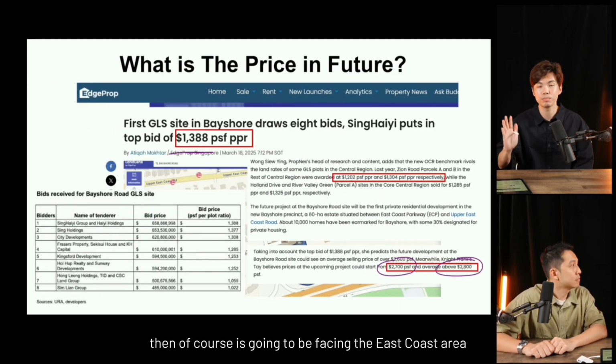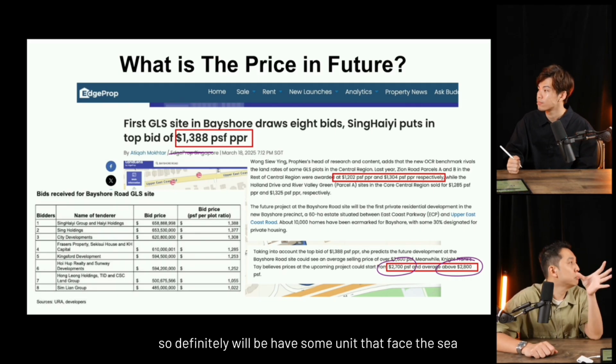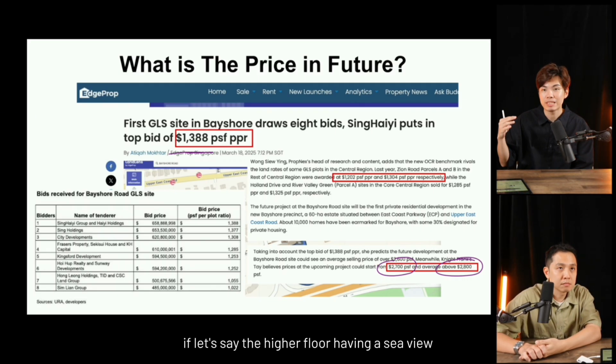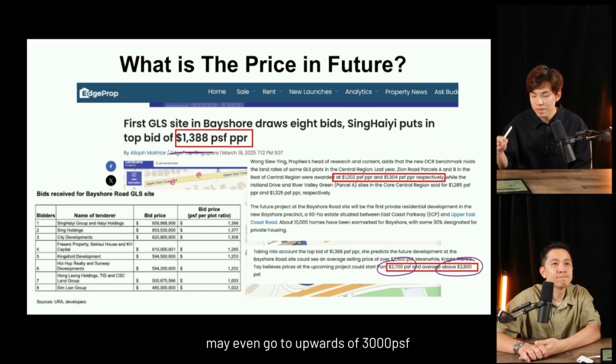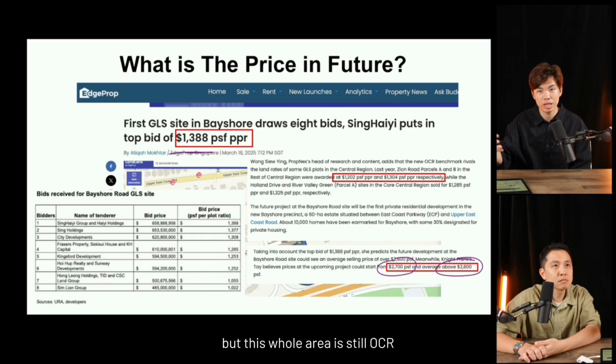Then, of course, it's going to be facing the East Coast area. So definitely there will be some units that face the sea. The price, if let's say the higher floors have a sea view, may even go upwards of 3,000. So this is the future price, but this whole area is still OCR lah.